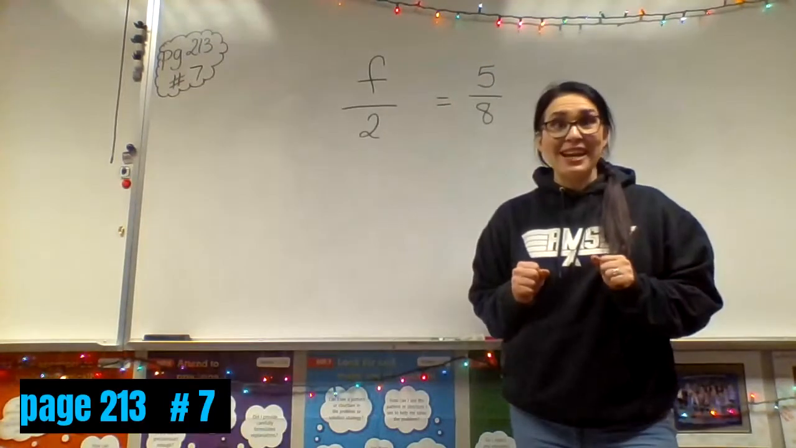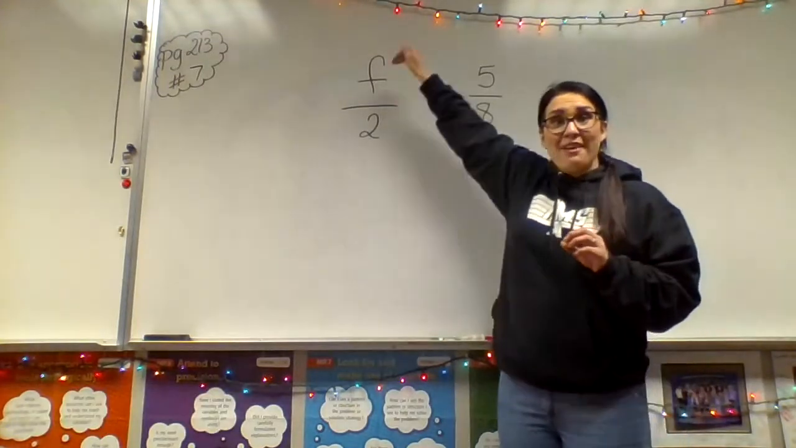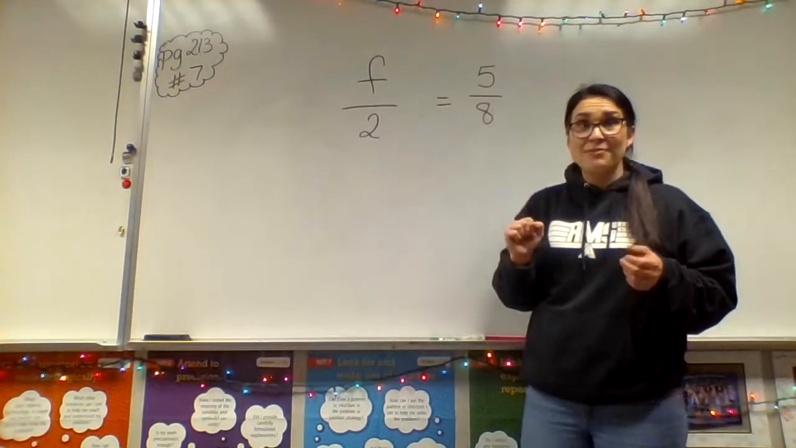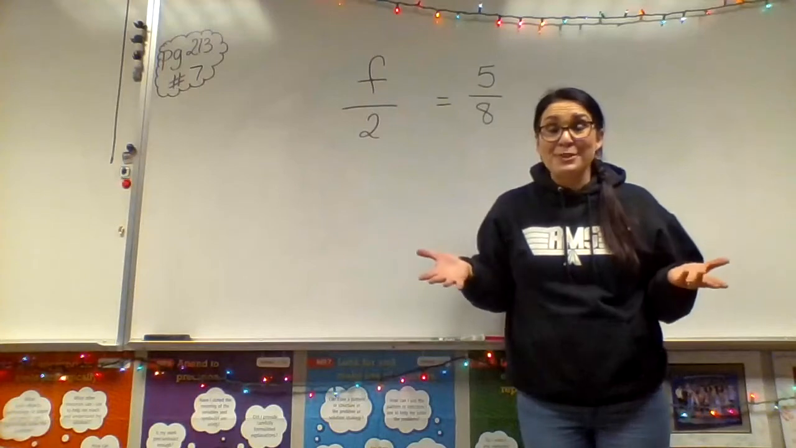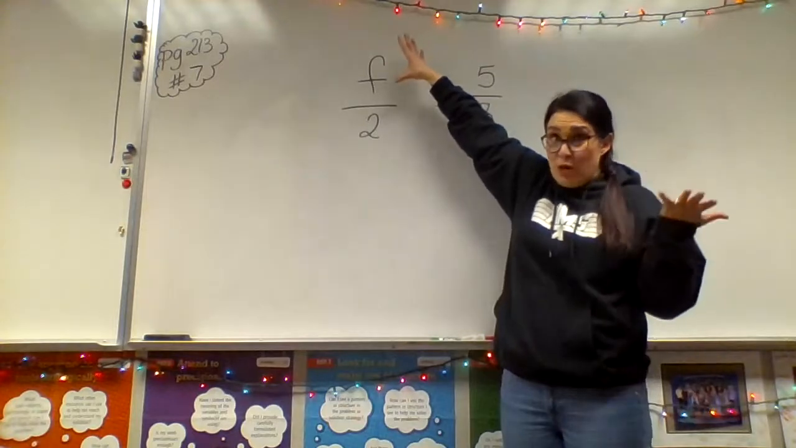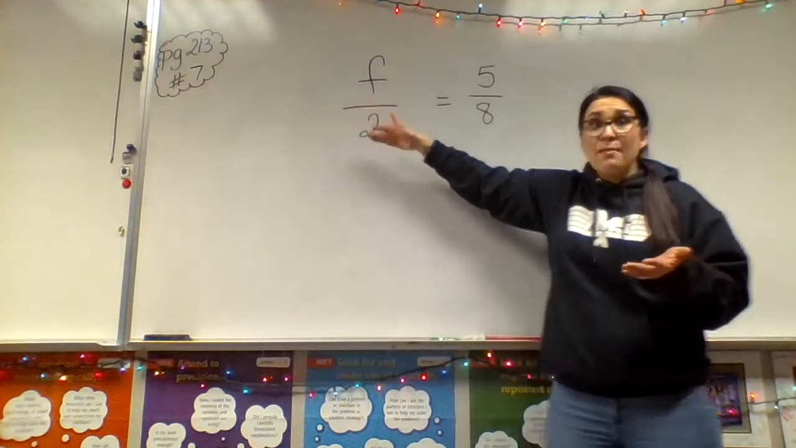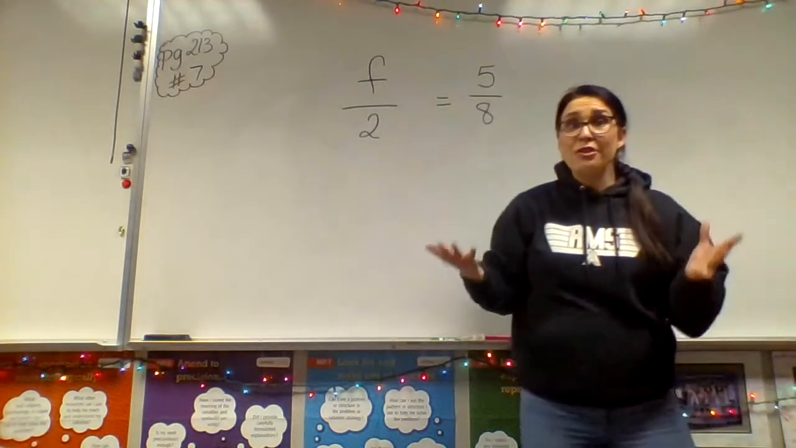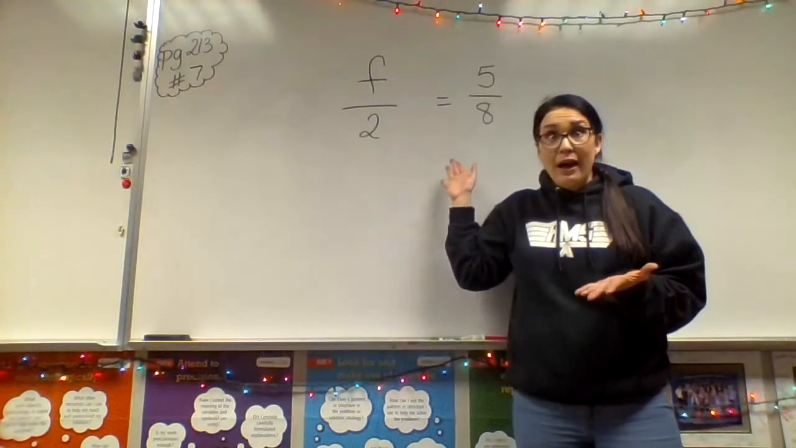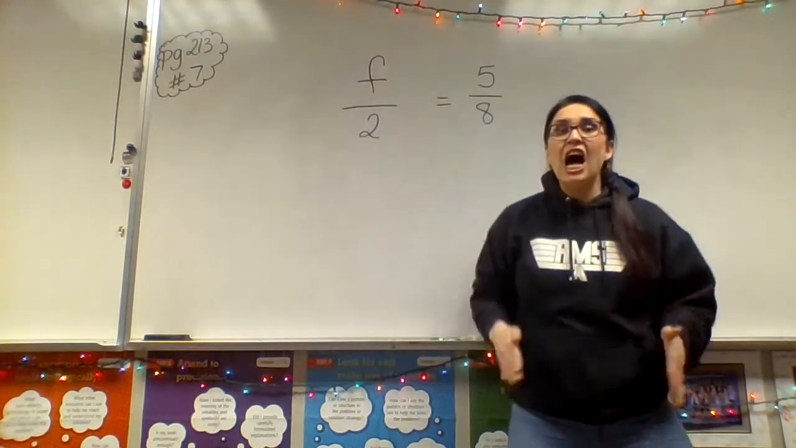Friends, the next one that I'd like to look at together is still on page 213, but now it's number 7. And you'll notice we have f over 2, and that's the same or equivalent as 5/8. Do you remember that fractions just represent division? So what this actually means is that we have f, which is our value, which we don't really know right now. It's just a variable. And if I divide that amount by 2, then my answer is 5/8. So if I'm dividing by 2, and that's how I get my final answer, then in order to get f, my variable, all isolated by itself, I have to undo that division.